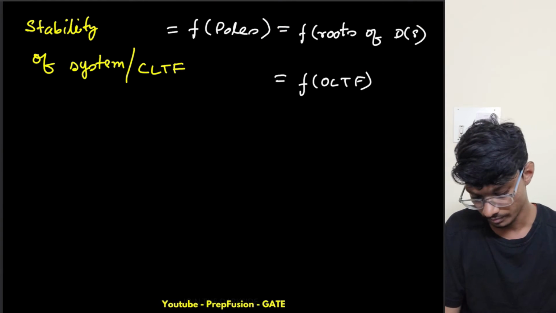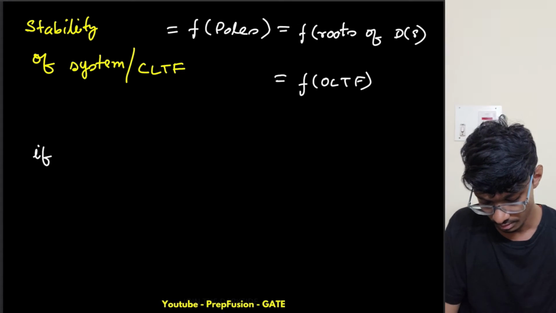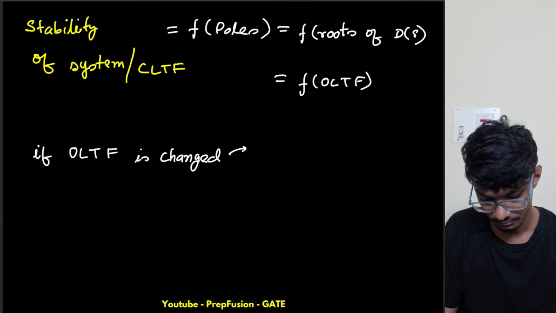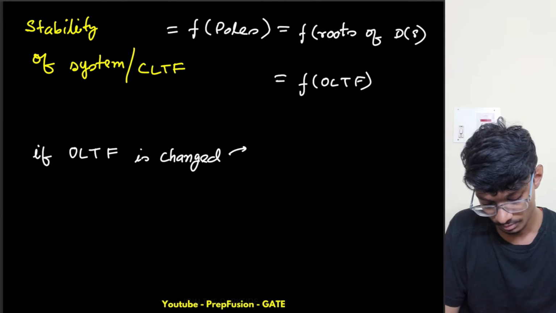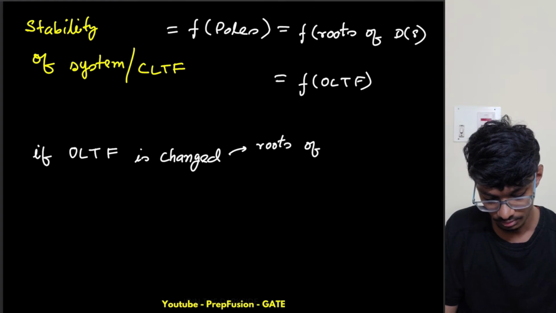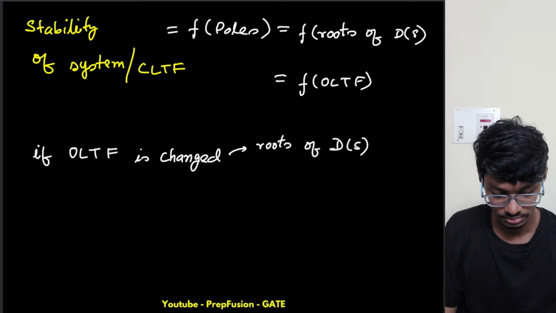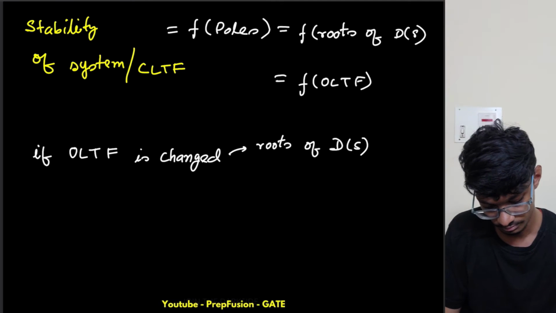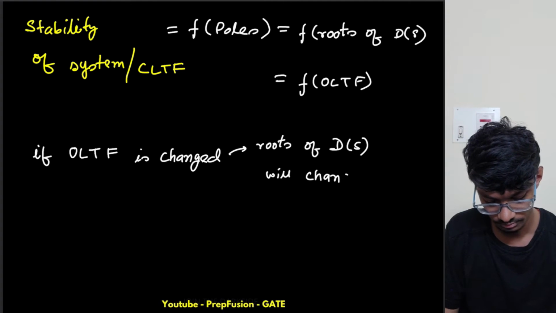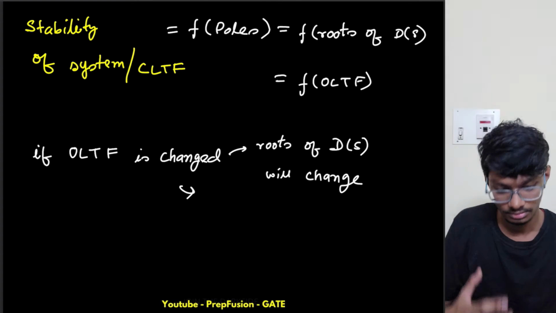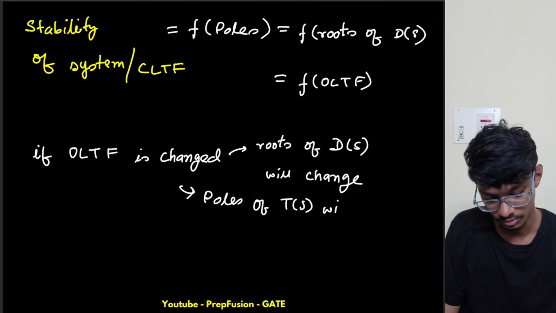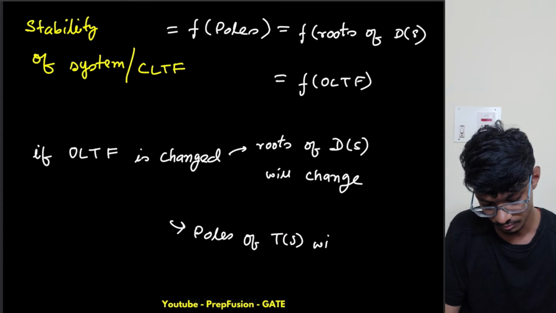Okay, don't worry. If the OLTF is changed, then the roots of d of s will change, and the poles of the transfer function will also change. Due to this, the roots of the denominator change, then the poles of the transfer function change, right?